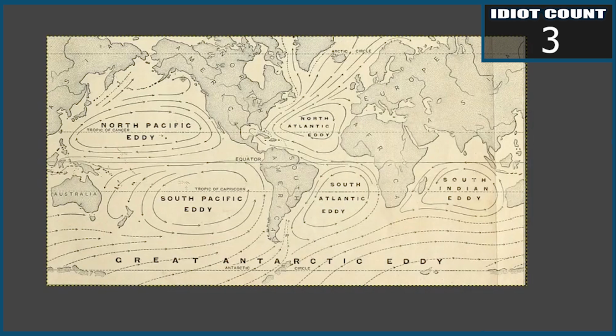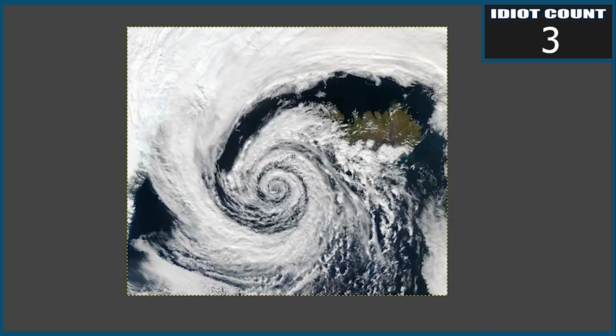This image illustrates it very nicely, and we can see that we have these eddies which go in these different directions here, either side of the equator, with the water as well as with the air, as we see here.